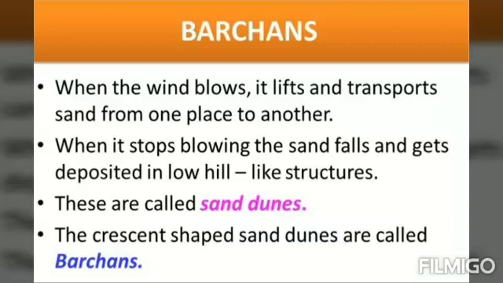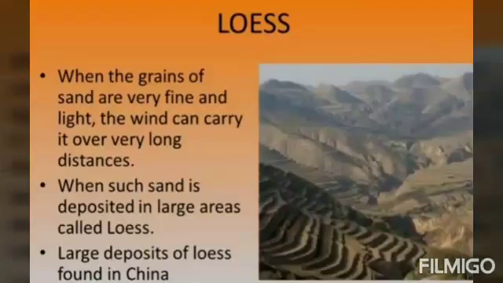Barkhans or barchans. When the wind blows, it lifts and transports sand from one place to another. When it stops blowing, the sand falls and gets deposited in low hill-like structures, like small hills. These are called sand dunes. The crescent-shaped sand dunes are called barkhans. Simply saying, sand hills: the barkhans and sand dunes.